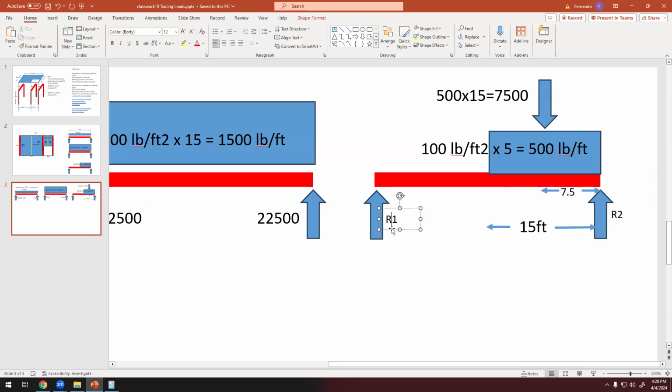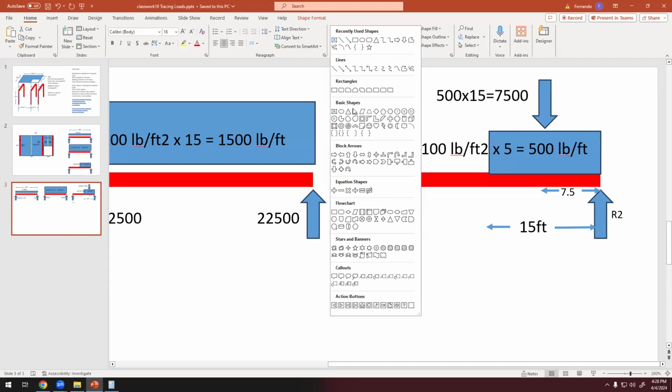Okay, so the basic moment equation at this point. So what's the moment of R1? R1 times 30, because the distance between this force and this point is 30. And is this clockwise or counterclockwise? Okay, so this is moving.